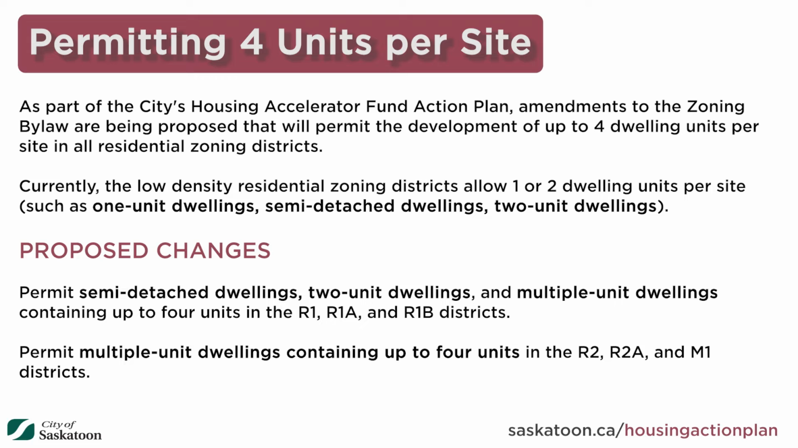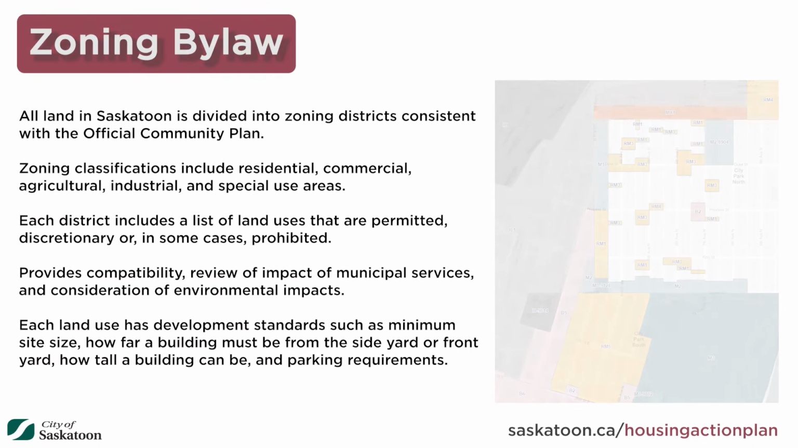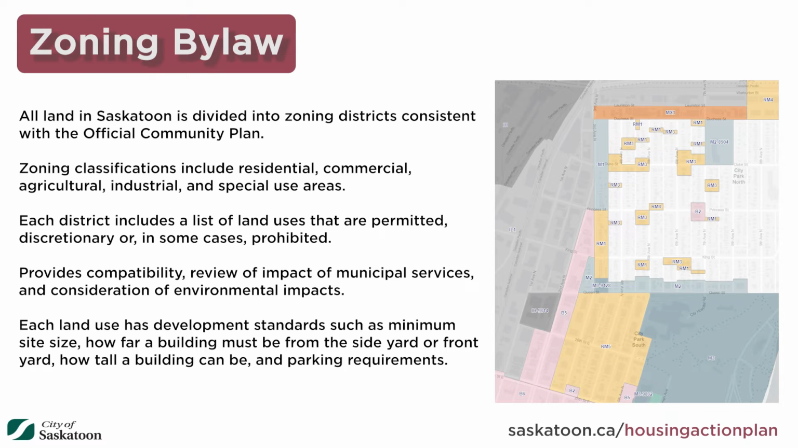Currently, the low-density residential zoning districts allow 1 or 2 dwelling units per site, such as 1-unit dwellings, semi-detached dwellings, and 2-unit dwellings. The proposed changes are to permit semi-detached dwellings, 2-unit dwellings, and multiple unit dwellings containing up to 4 units in the R1, R1A, and R1B districts, and to permit multiple unit dwellings containing up to 4 units in the R2, R2A, and M1 districts. The proposed changes will be made to the city's zoning bylaw.